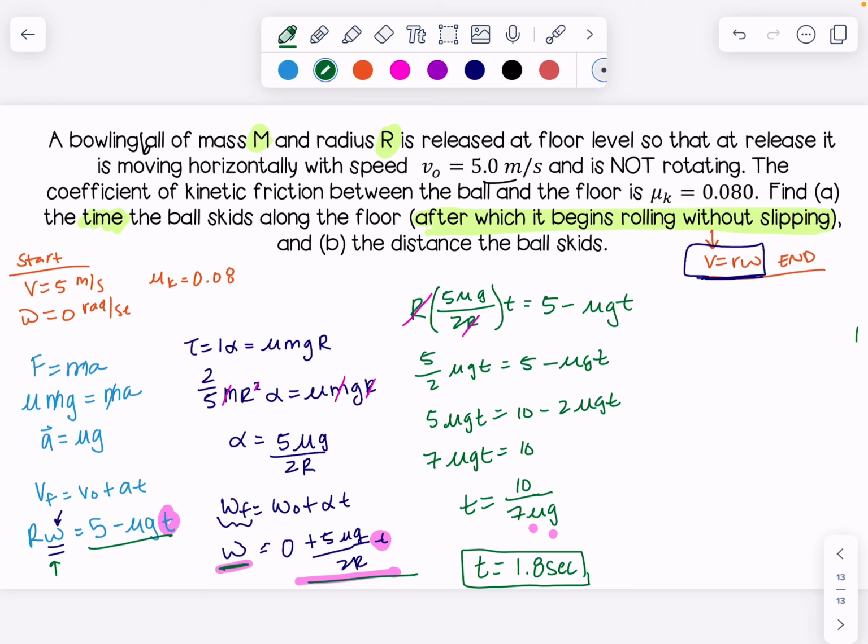Now that you have time, I'm not going to solve it all the way out, but you could go ahead and find the distance using delta x equals v naught t plus 1/2 at squared. We have time now. You are given v naught, and we have an expression for your acceleration over here. So you can plug those all in, and if you do, you should get 7.8 meters.